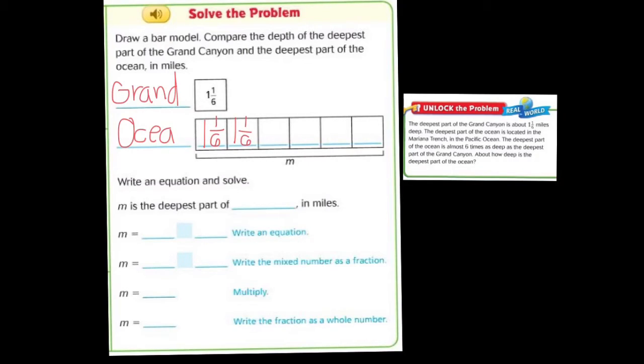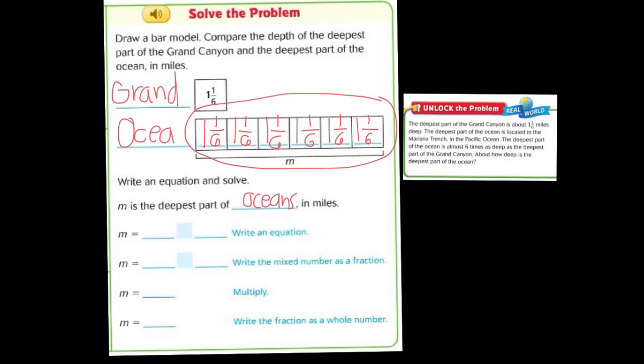This should remind you of when we did multiples the other day. I'm seeing 6 multiples of 1 1/6. So the number we don't know is the total of this whole box. So that is going to be known as M. So below here you'll see M is the deepest part of the ocean in miles. So then we have to create an equation.